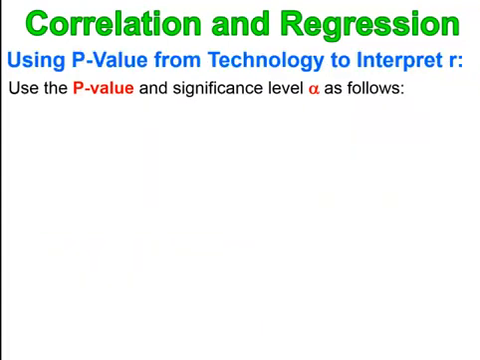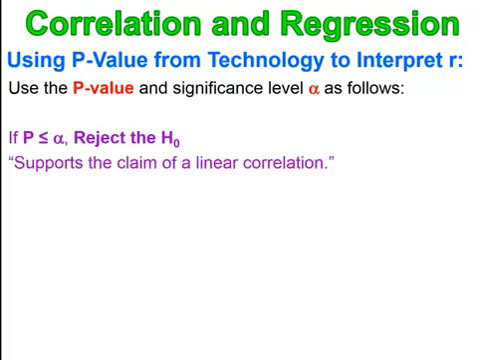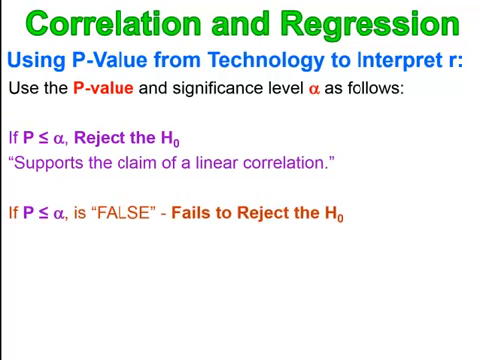Using the p-value from technology to interpret the sample correlation coefficient. To use the p-value and the level of significance alpha, you're going to do the following. If we have a p-value that's less than or equal to your alpha, you're going to reject the null hypothesis. And if you reject the null hypothesis, that means that you can support the claim of a linear correlation. But if the p-value is not less than or equal to alpha, or it is a false statement, then you fail to reject the null hypothesis.